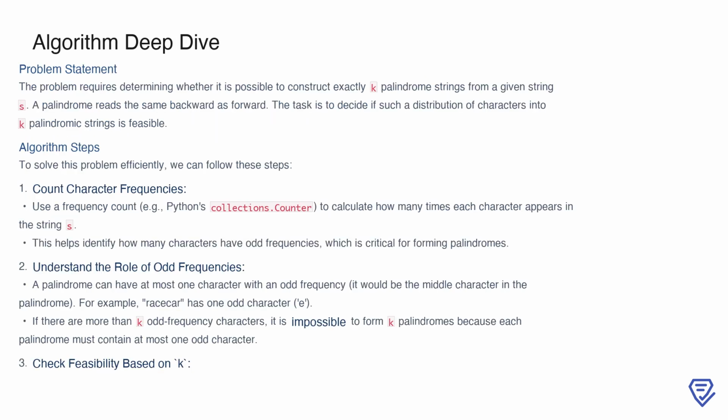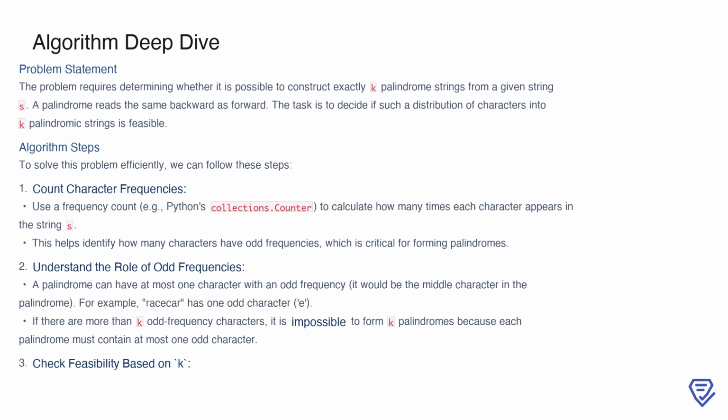To solve this problem, we need to determine if it's possible to create exactly k palindrome strings from the given string s. A palindrome is a string that reads the same forward and backward, and the challenge is to decide if we can distribute the characters of s into k such palindromes.